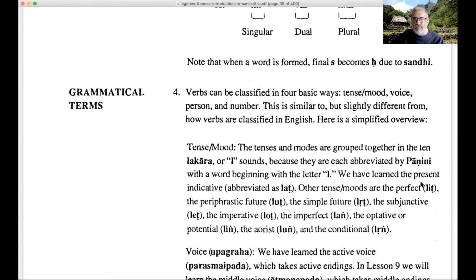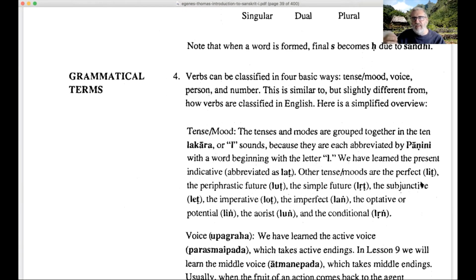Okay. So grammatical terms. Verbs, action words, right? In English, verbs can be classified in basic ways: tense, mood, voice, person, and number. So we have the tense, just like we just learned this present tense. So we might have past tense, we have future tense, we have conditional, we have optative, we have interrogative, we have causative, there are some other moods and things. There's different things than tenses, but mostly when we understand tenses, we have past, present, and future tense, right?